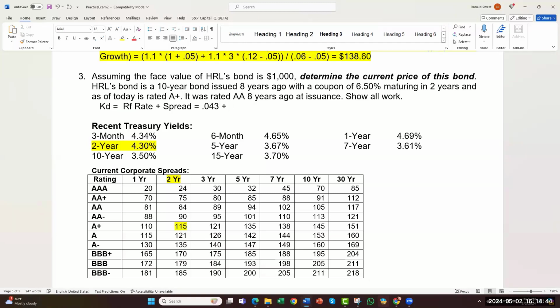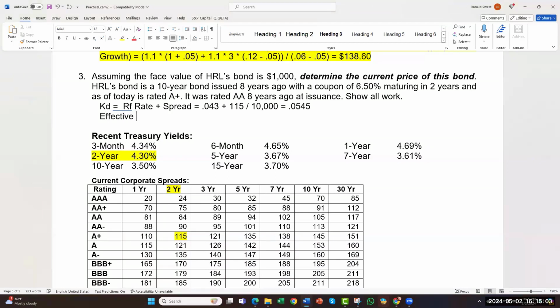So we add 115, but that's in basis points, so you have to divide by 10,000. And that's going to give you 0.0545. You also need the effective yield, which is going to equal (1 plus KD divided by 2) raised to the 2nd minus 1. Why? Because bonds pay twice a year, and that's going to give you 0.0552.